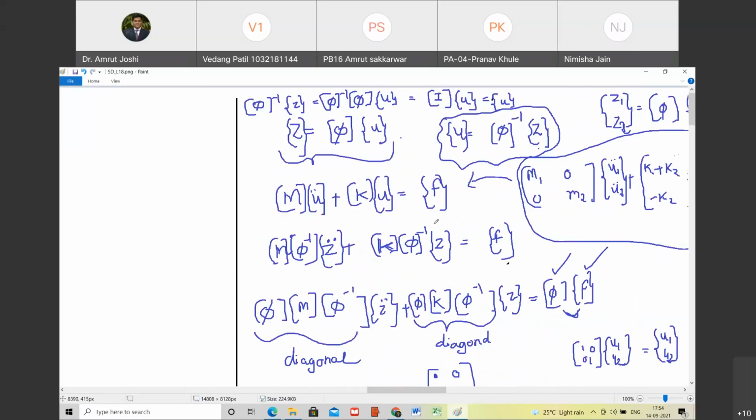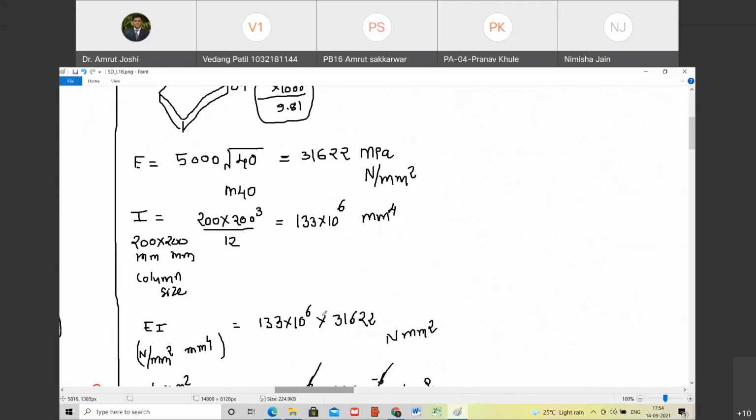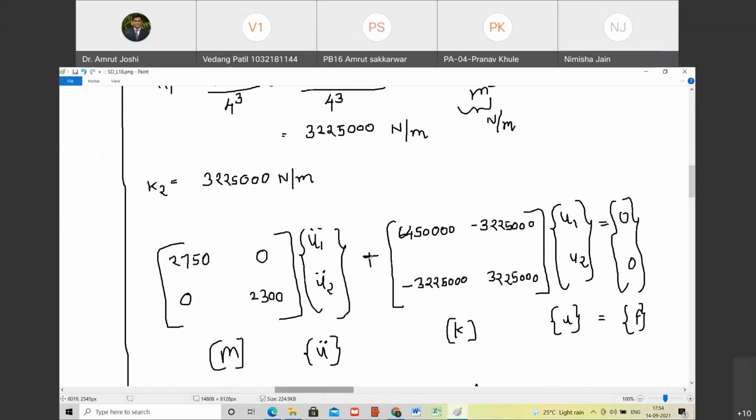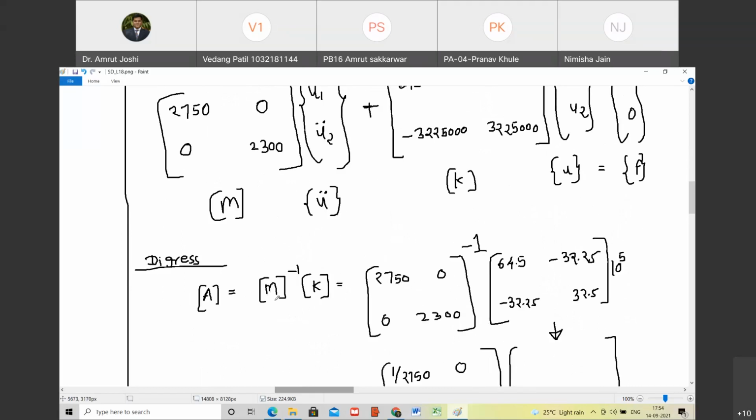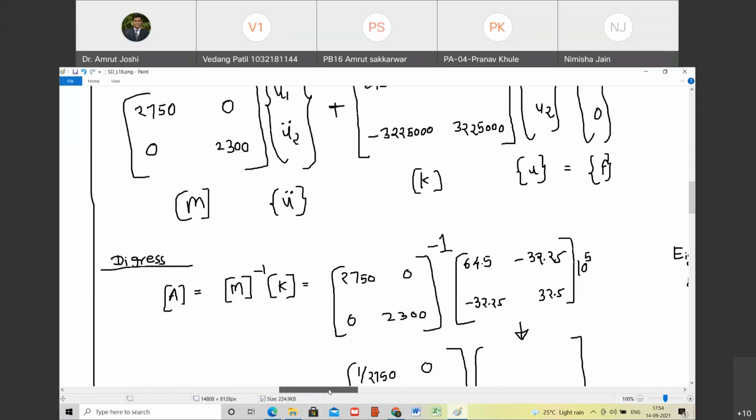So what is the hypothesis? Whenever I cast the equations in the original coordinate system, those are coupled equations. Are you with me? The matrix is not diagonalized. Those are coupled equations. If I want to decouple them, what do I need to do? I need to find the eigenvalues and eigenvectors of M inverse K. Do you agree with me?